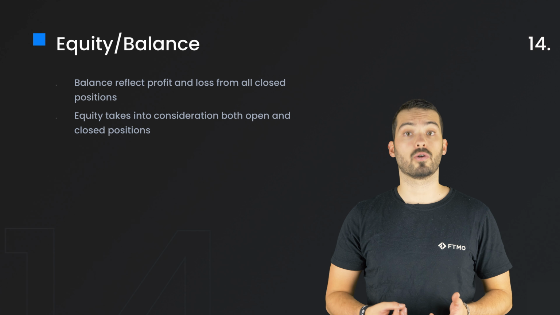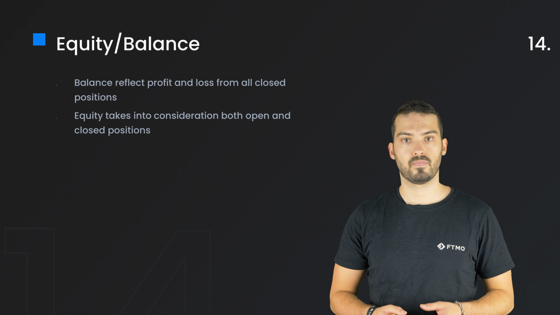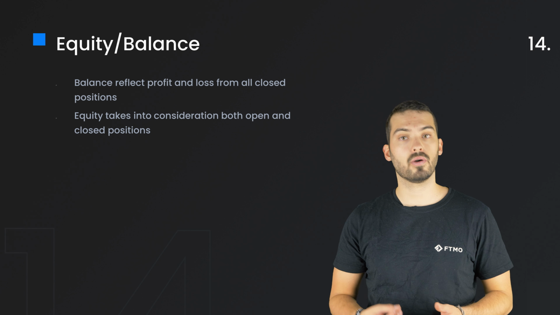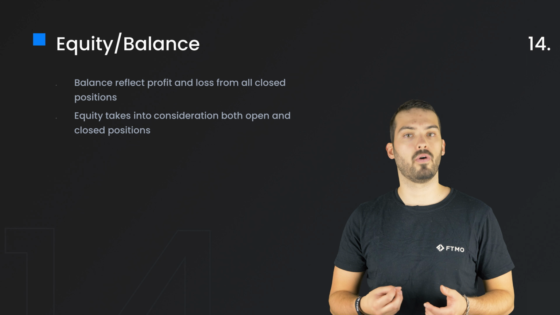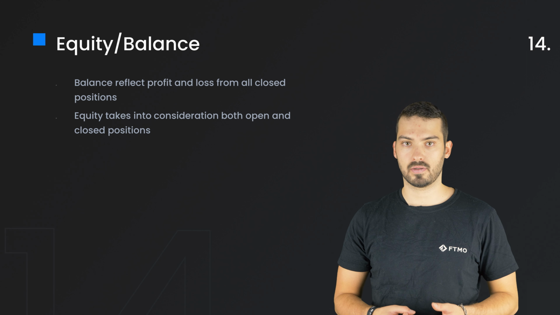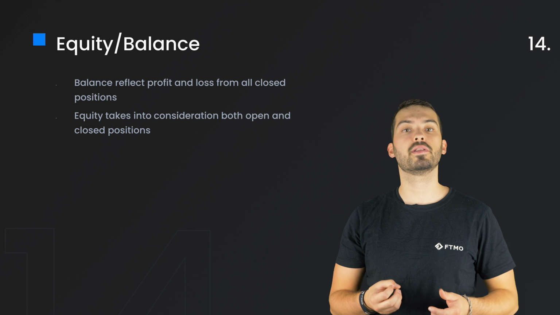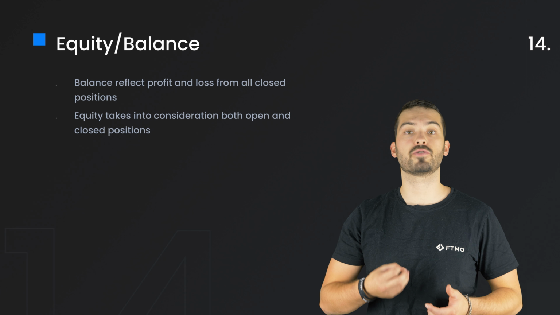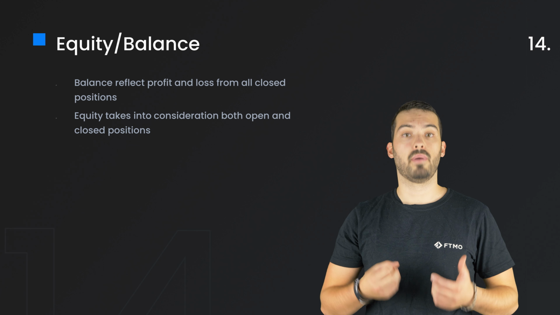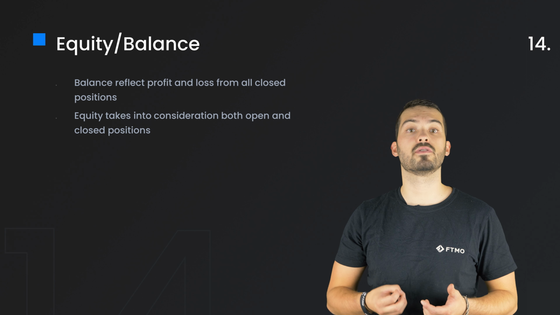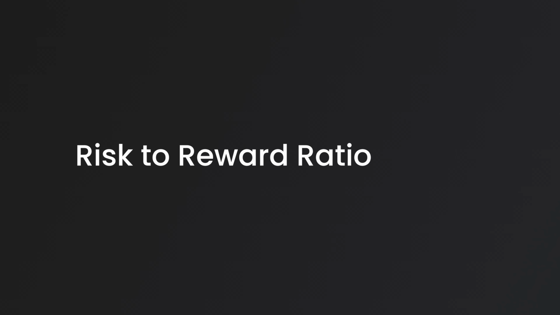Balance reflects your profit or loss from closed positions. Equity reflects the real-time calculation of your profit or loss. Equity considers both open and closed positions. So, if you have a $5,000 trading account and currently have open one trade that is $500 in profit, your balance is $5,000, but your equity is $5,500.